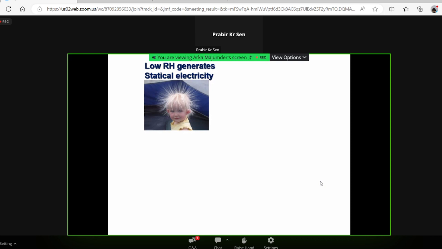So in low RH situation, static electricity is extremely bad for electrical things. Because nowadays we have printed circuit boards and very compact ICs, integrated circuits, where two conductors are placed very closely. So if RH is low, there is a chance that there will be static electricity generation and sparking between two closely spaced conductors. And because of that sparking, it may cause short circuit.